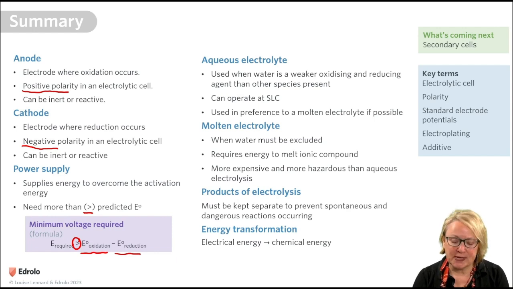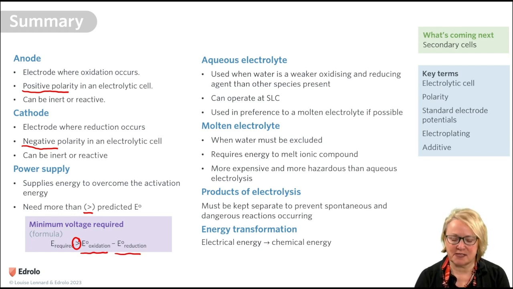We can use an aqueous electrolyte when water is a weaker oxidizing and reducing agent than the other species present. This gives the benefit of being able to operate at standard laboratory conditions and is used in preference for energy saving to a molten electrolyte if it's possible. Molten electrolyte is used when water must be excluded. It does require a lot of energy to melt the ionic compound. It's more expensive and more hazardous than aqueous electrolysis, but we can use additives to help reduce the melting temperature.